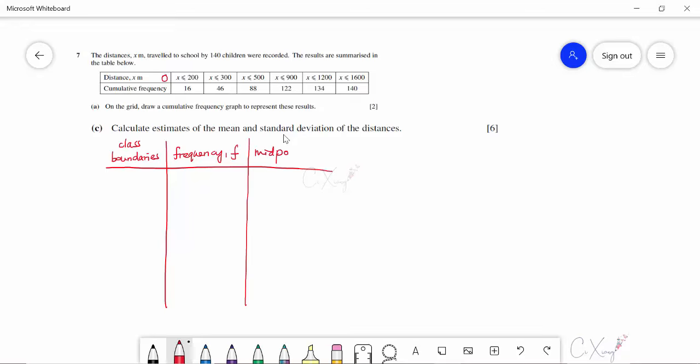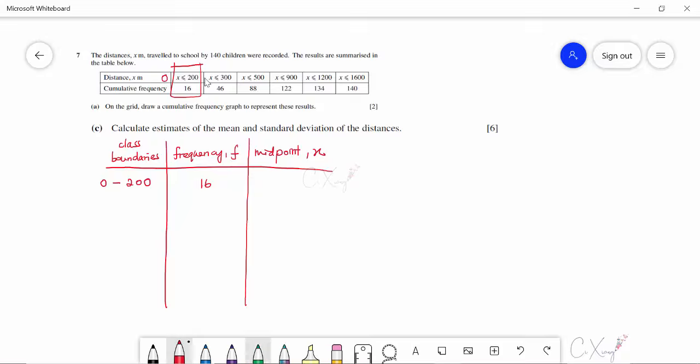All right, for the class boundary, which is the x, from the first column here, from the cumulative frequency table, they are saying that x is smaller than or equal to 200 and the cumulative frequency is 16. So when you want to convert it into a class boundary, the value should start from 0 to 200, and the frequency should be 16. So for the first class, the cumulative frequency will be the same as the frequency. Then what's the midpoint? We can calculate it later, never mind.